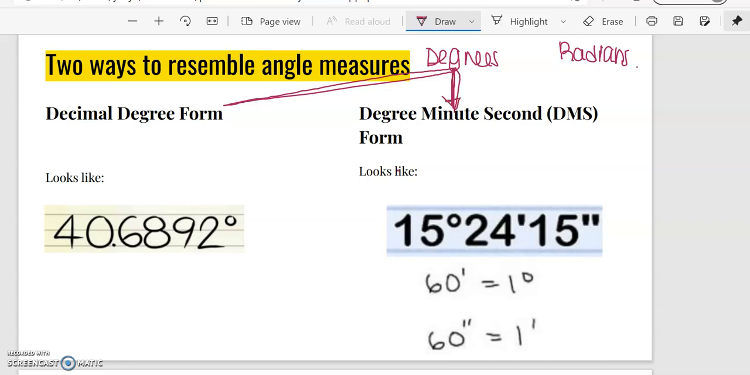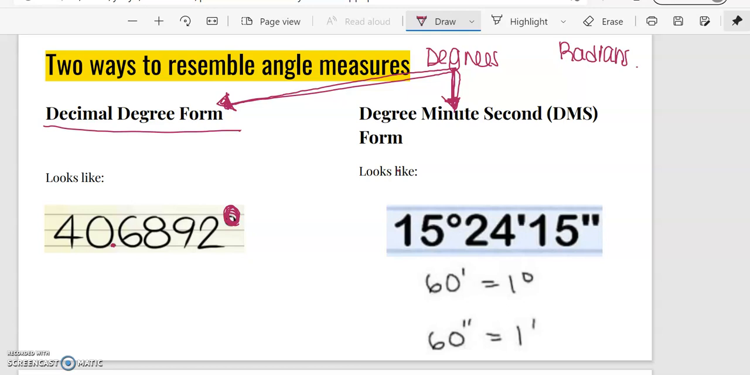So an angle can be measured in your normal degree form, right? This is called your degree decimal form, where it is in the units of degrees. You have the degree symbol here, and you could be very specific about what that angle is by having a decimal.